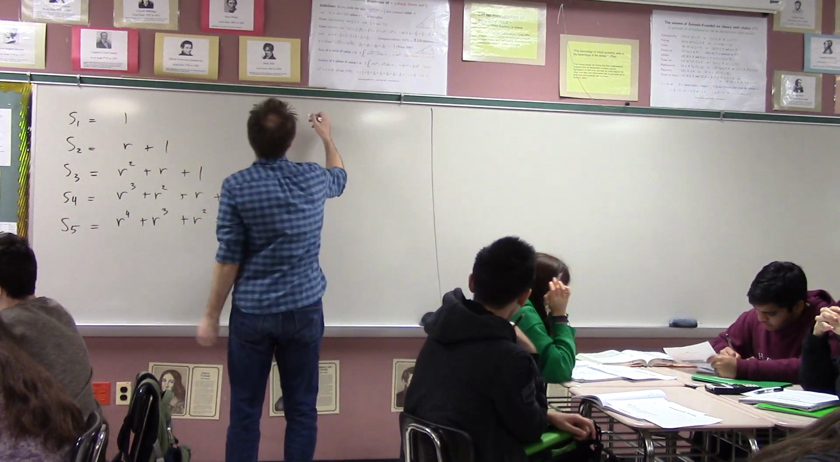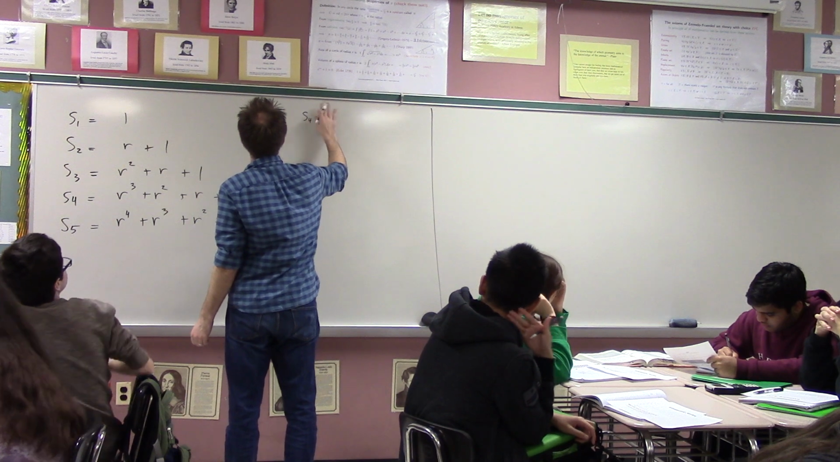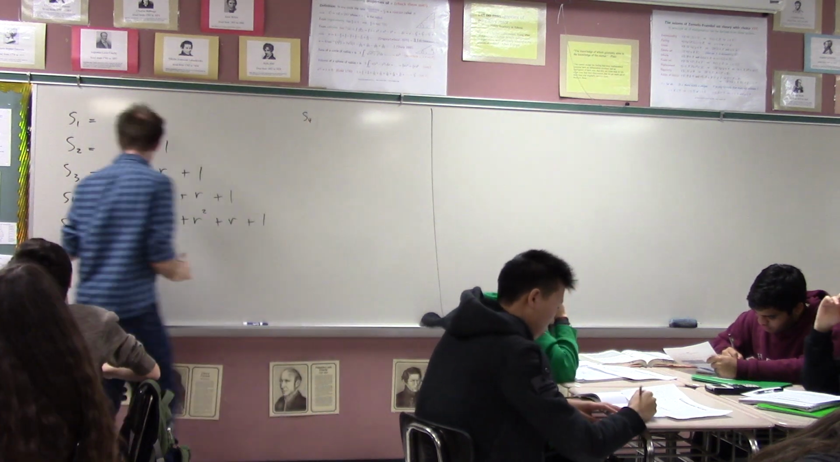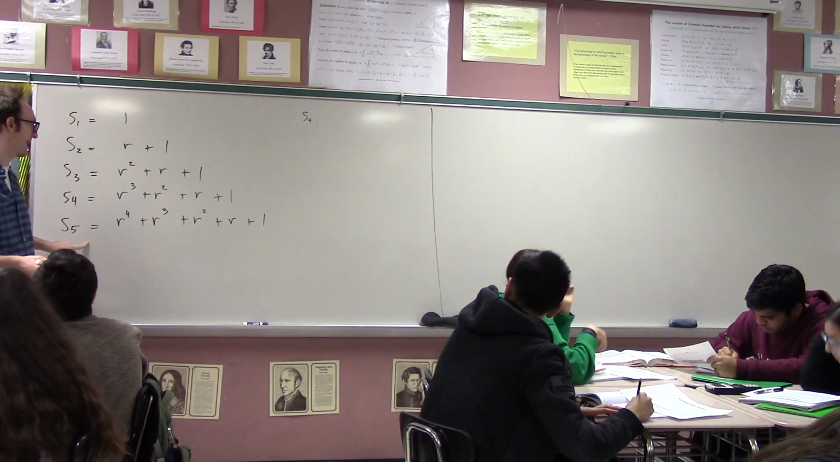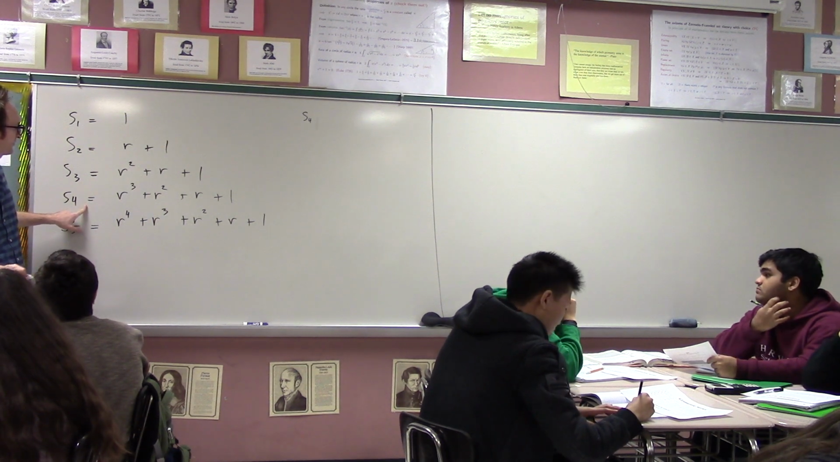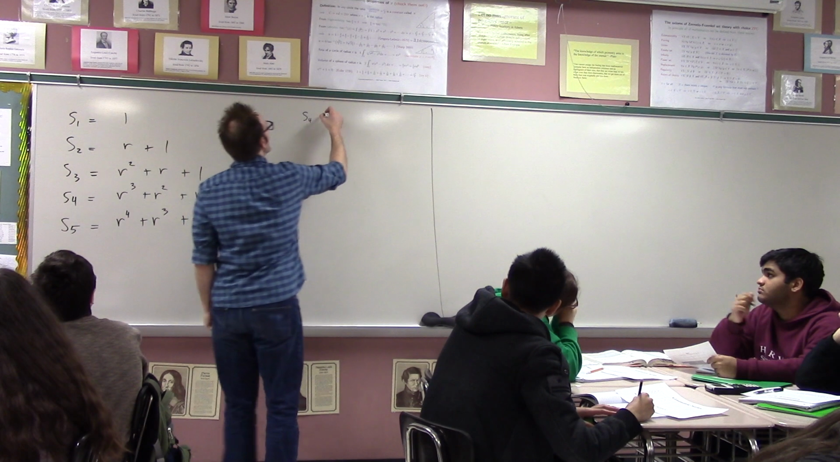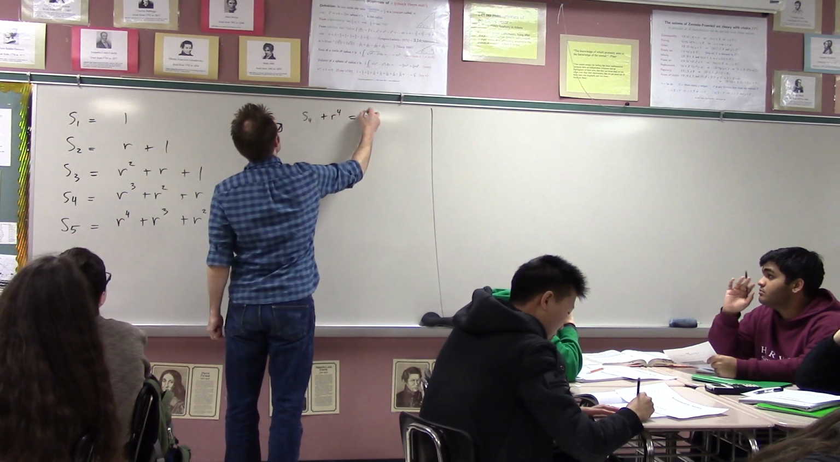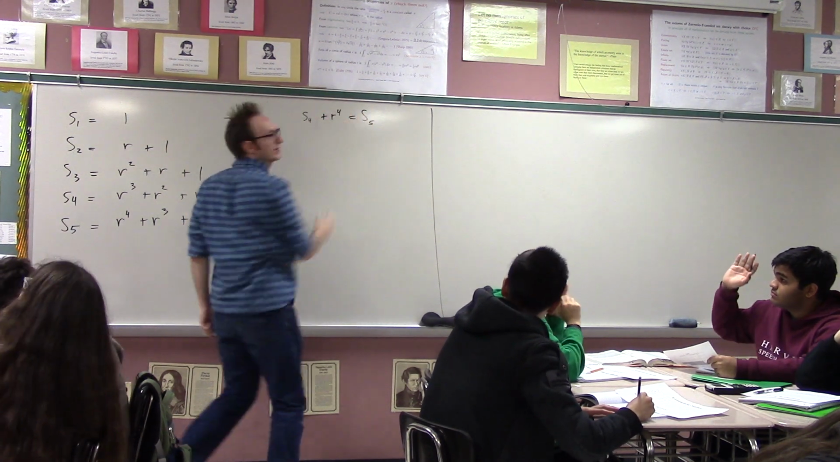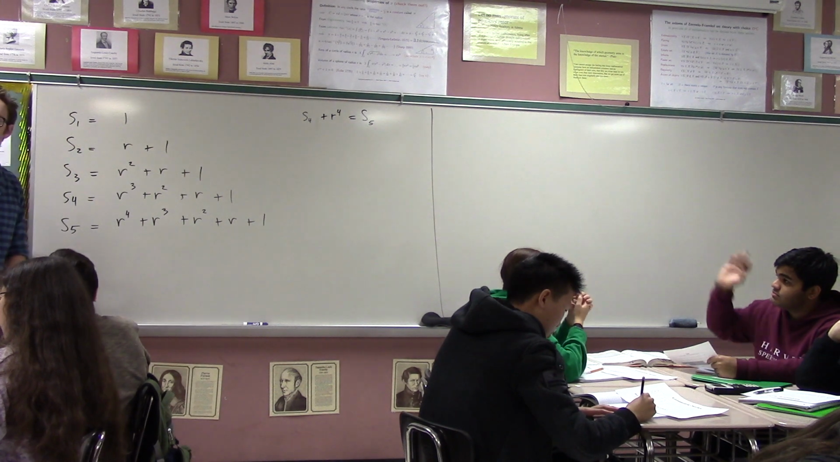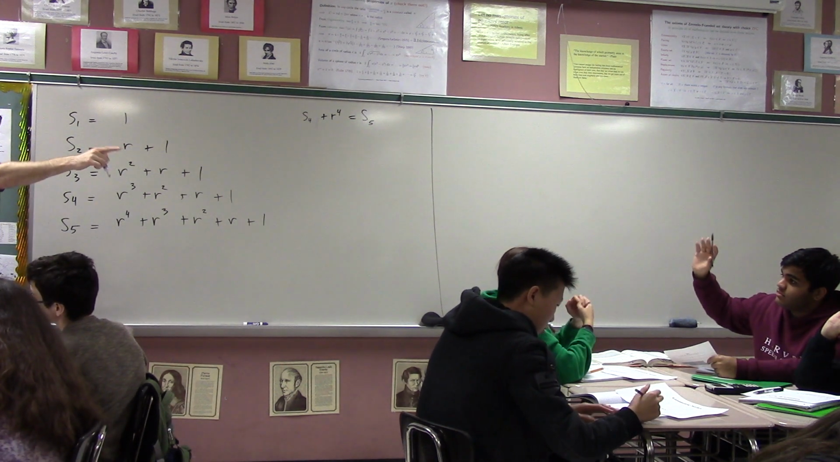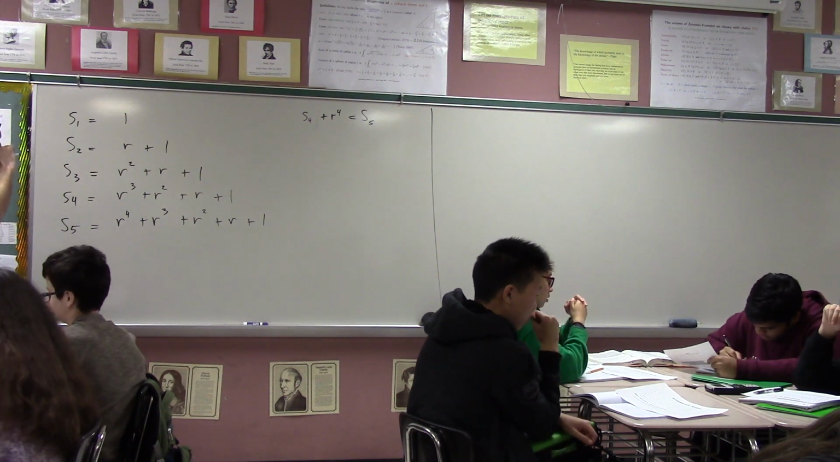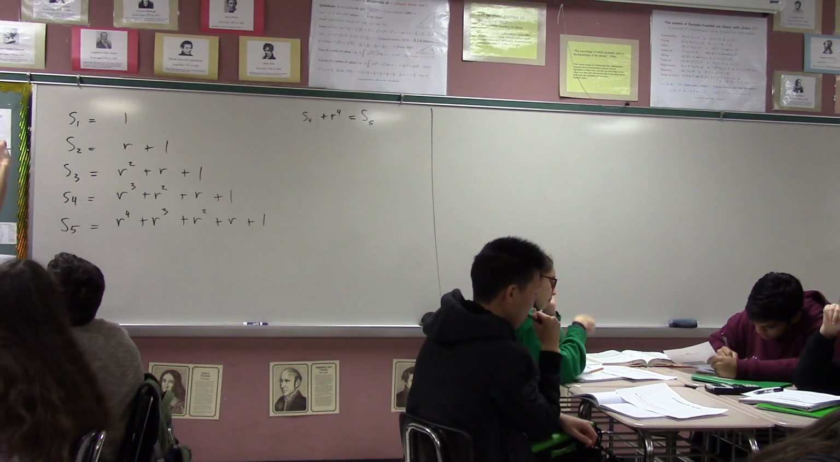Yeah, okay, that seems pretty straightforward. One relationship between the sum of the first 4 and the sum of the first 5 is that if I just take the sum of the first 4 and add r to the 4th, then I will get the sum of the first 5. That's pretty uncontroversial. Okay, is there yet another relationship between S4 and S5? Yeah, Sam. R S4 plus 1 equals S5. Almost.